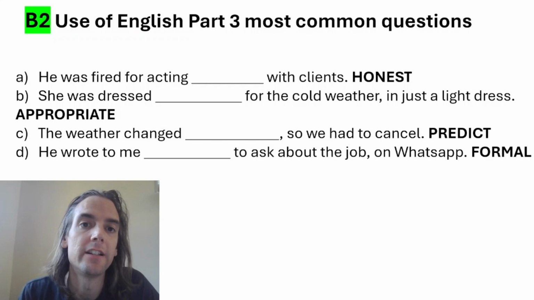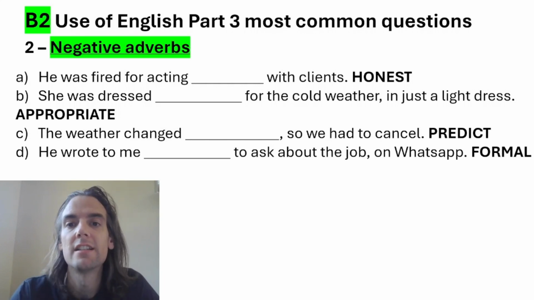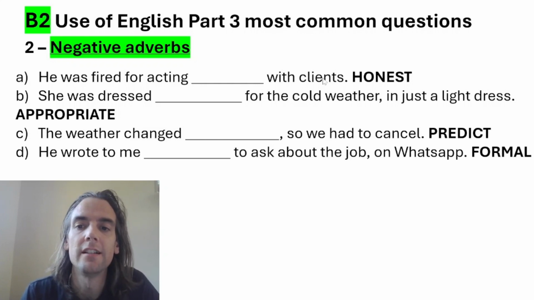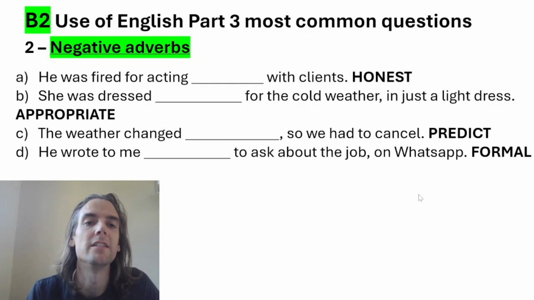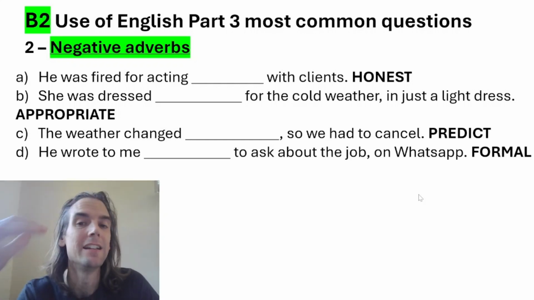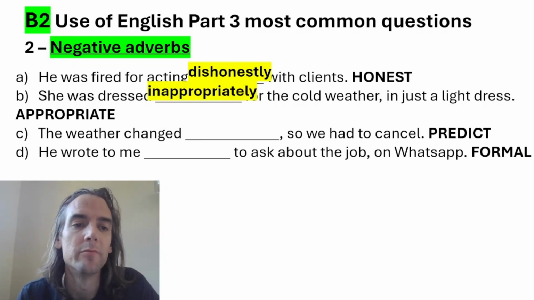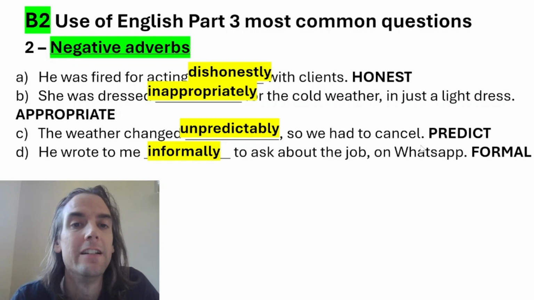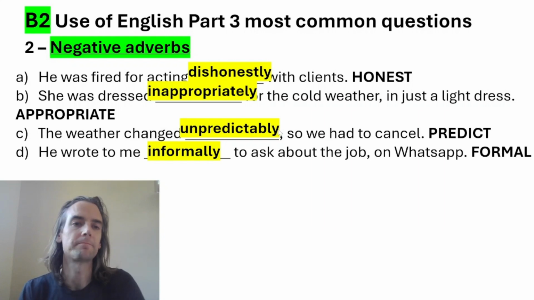Hopefully you've figured out the trick is that these are still adverbs, but they are all negative. From the context of the sentence, why would you be fired? A light dress in cold weather, cancelling due to the weather, and writing on WhatsApp. This is not formal on WhatsApp, is it, normally? So they're all negative adverbs. Different ways of making negative adverbs. Dishonestly, inappropriately, unpredictably, and informally. Obviously, different negative prefixes, and then including the adverb suffix.